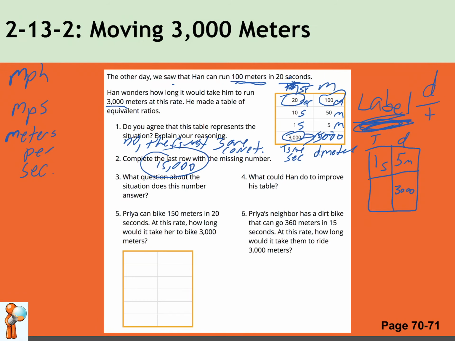So it would be 15,000 if it was incorrect. So 15,000 seconds. We get that by multiplying or dividing. What do you think? Pause it. Do you think we're going to multiply or divide? So we're going to multiply 5 times 3,000, which is 15,000.